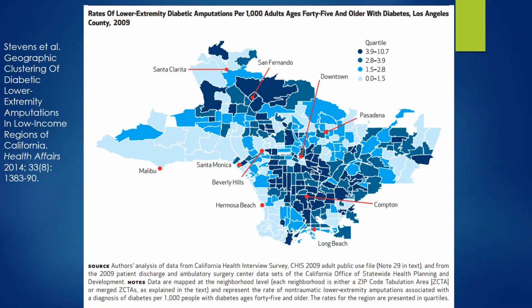These are people who've already had amputations, and so their diabetes control is probably poorer. So if you were sampling in the kind of Compton region of the county, you'd probably get results that indicated poorer diabetes control than if you were sampling in the part of the county around Malibu.